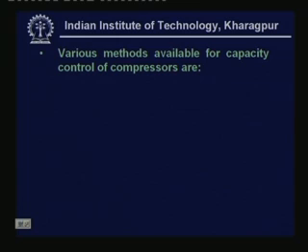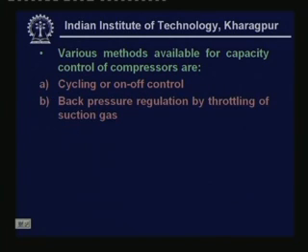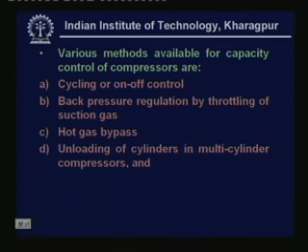And what are the different methods available for capacity control of compressors? The first method is known as cycling or on-off control. The second method is back pressure regulation by throttling of suction gas. The third method is what is known as hot gas bypass, and the fourth method is known as unloading of cylinders in multi-cylinder compressors, and finally you can also regulate the capacity by compressor speed control. Now let us look at each one of them, and let us look at the typical features, advantages and disadvantages of these methods.